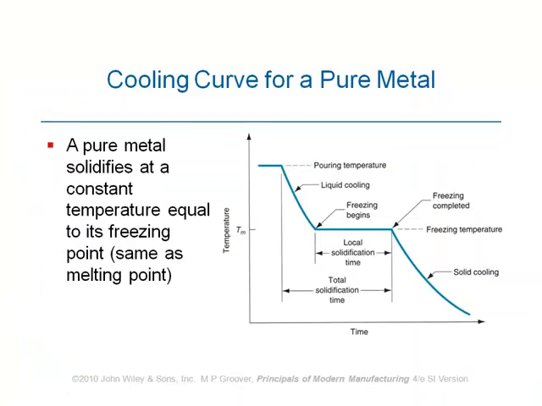What we see here is a curve telling us the relationship between temperature and time in the solidification process. As you see, up here we have molten material at a temperature well above melting point, which is used in casting processes. That's the pouring temperature.